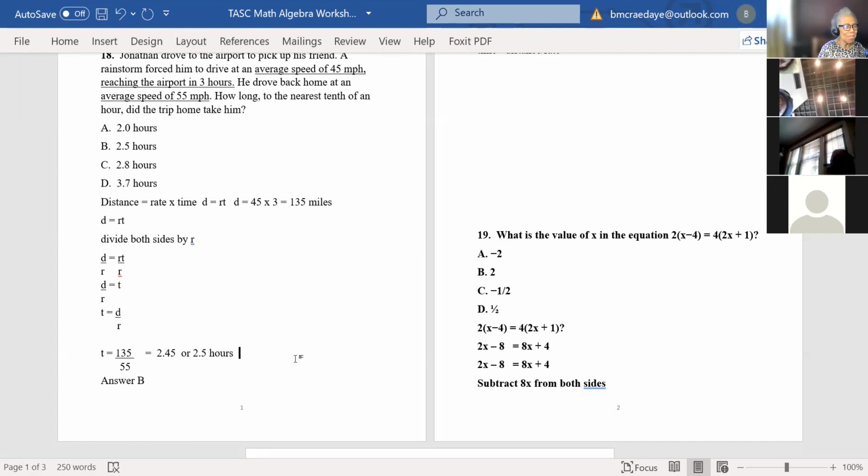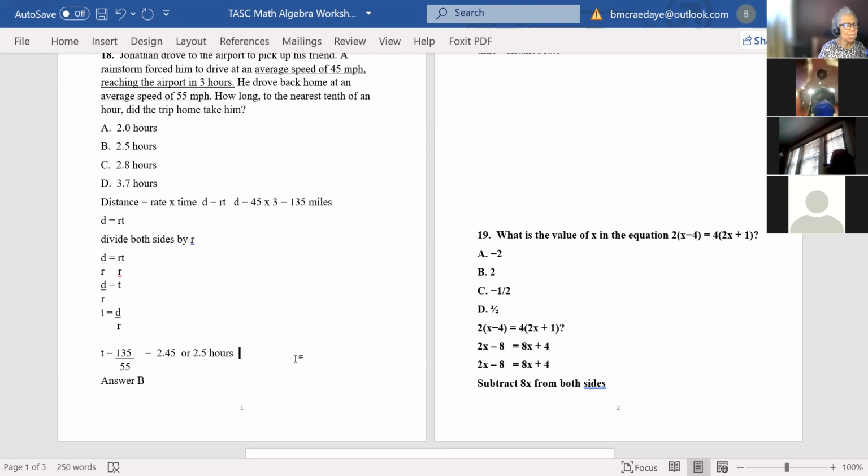Going, it was less time because of the rainstorm. So you take 45 and multiply it by 3. So you would get 135 miles. Then, because you know the average speed, because there was no storm, nothing to cause him, so he went at the normal rate back home. So you divide 135, that's what I said, 135 divided by 55.